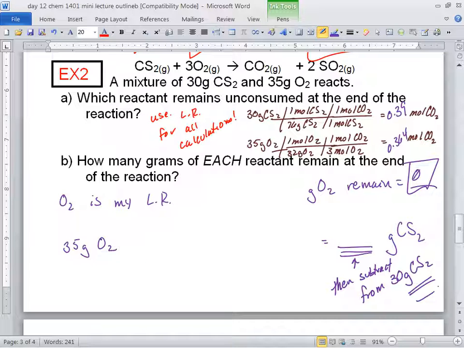Did you realize that you could have used this answer, too, to get the correct answer? Because that's your theoretical yield. You could use this and convert that to grams of CS2, and that'd be the grams of CS2 that reacted to make this. Okay? So you could use that too, but it seems easier for me just to always use limiting reagent. Okay?